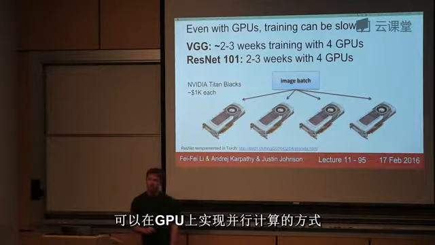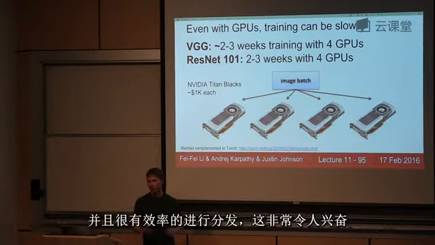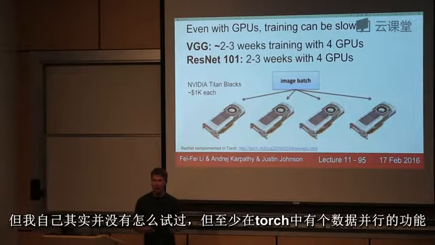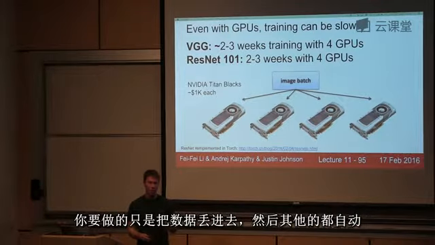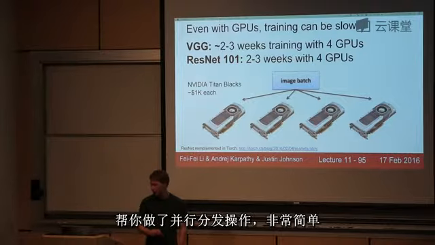Yeah? Just in theory, isn't this what TensorFlow is supposed to be really good at? It's like automating across a bunch of GPUs. Yeah. So one of the cool pitches of TensorFlow is they claim that they can automate this process and really efficiently distribute it, which is really exciting, I think. But I haven't played around with it too much myself yet. And also, at least in Torch, there's a data parallel layer that you can just drop in and use that'll automatically do this type of parallelism very easily.